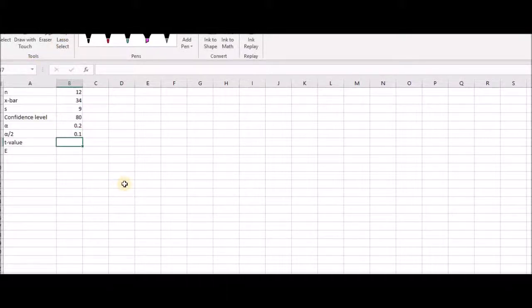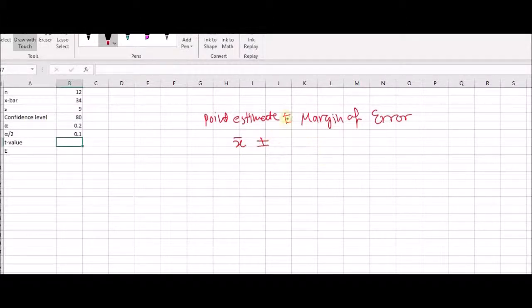Then from the formula for the confidence interval, you will notice that we are going to write it in the form of the point estimate plus or minus the margin of error. So the point estimate is x bar, and then plus or minus the margin of error is t sub alpha divided by 2, the t value that corresponds to the bottom alpha divided by 2, times the sample standard deviation divided by the square root of the sample size.